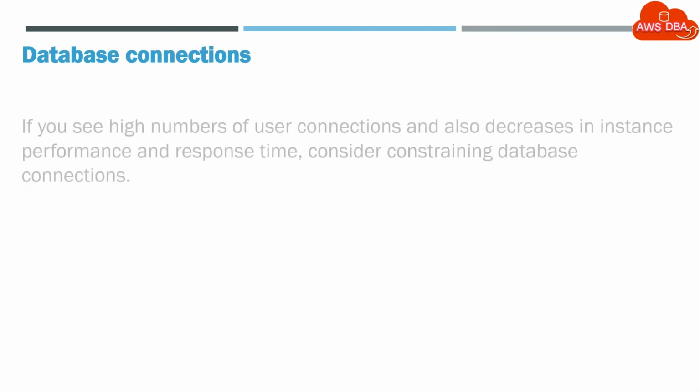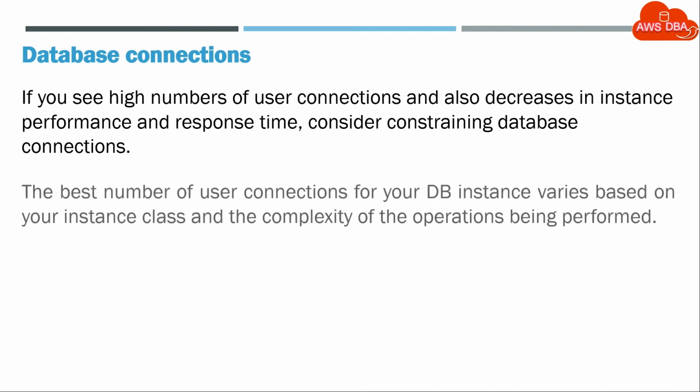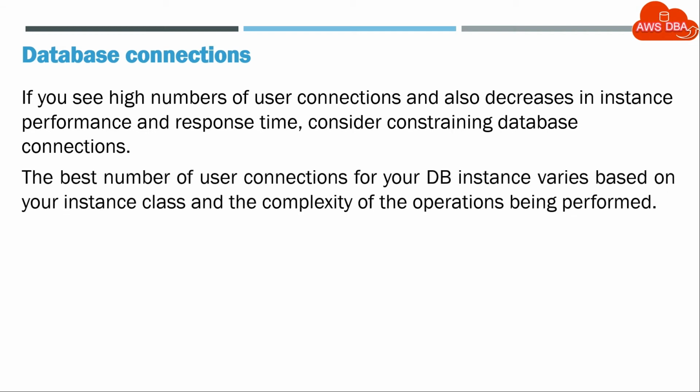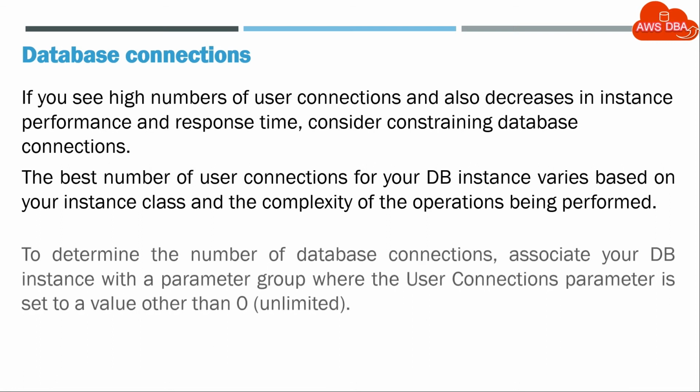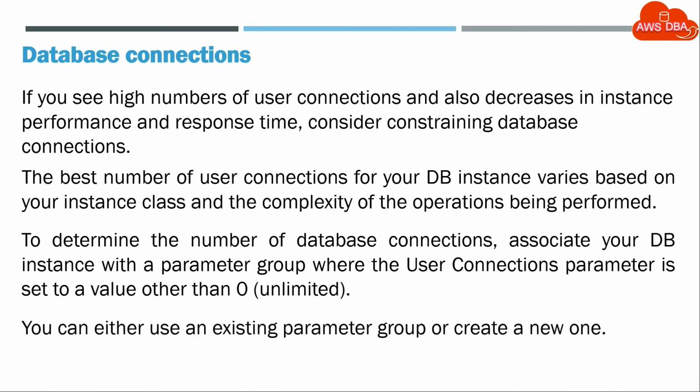Database connections. If you see high numbers of user connections and also decreases in instance performance and response time, consider constraining database connections. The best number of user connections for your DB instance varies based on your instance class and the complexity of the operations being performed. To determine the number of database connections, associate your DB instance with a parameter group where the user connections parameter is set to a value other than 0, unlimited. You can either use an existing parameter group or create a new one.